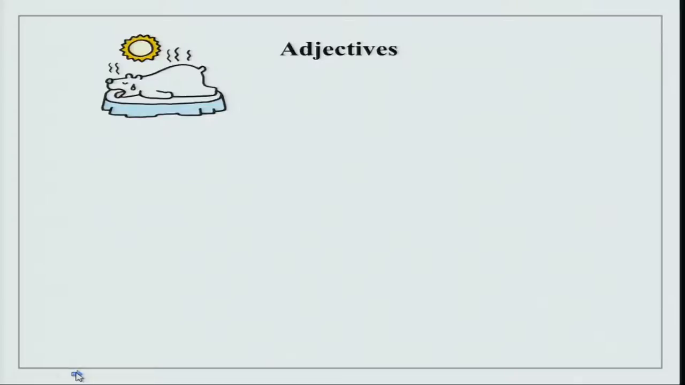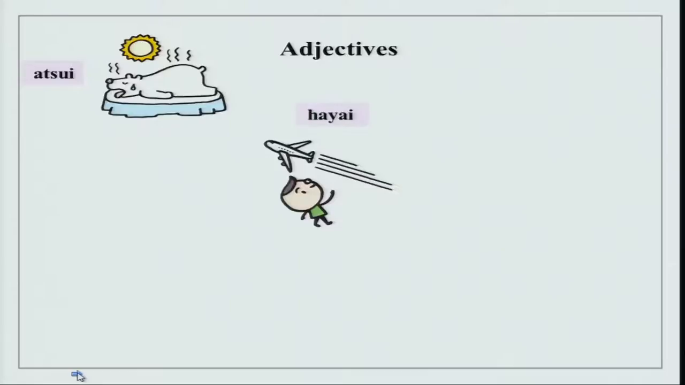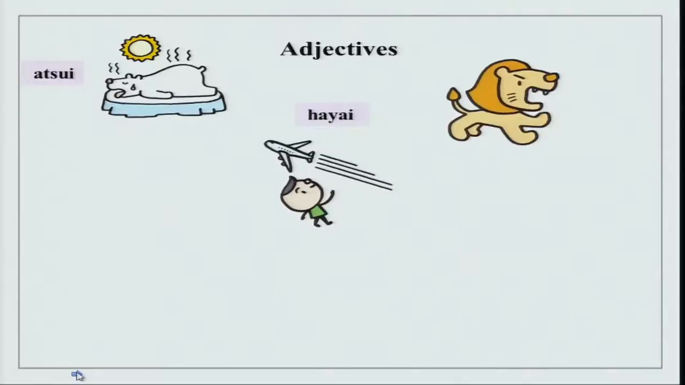Well, this polar bear is feeling very hot over here. So, atsui desu. Let us see what it is. Atsui. Then we have an aeroplane, hikoki. So, hayai. Rayon. Rayon is very strong. So, tsuyoi.